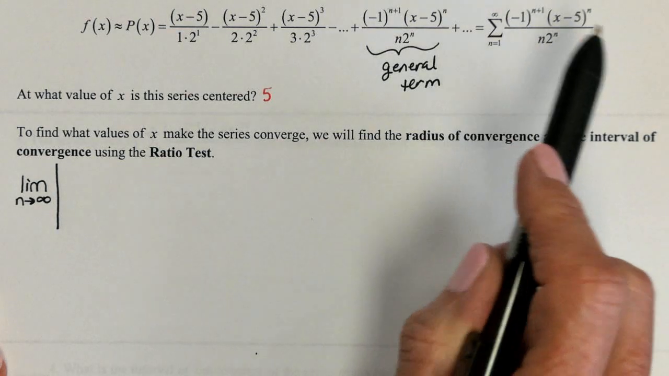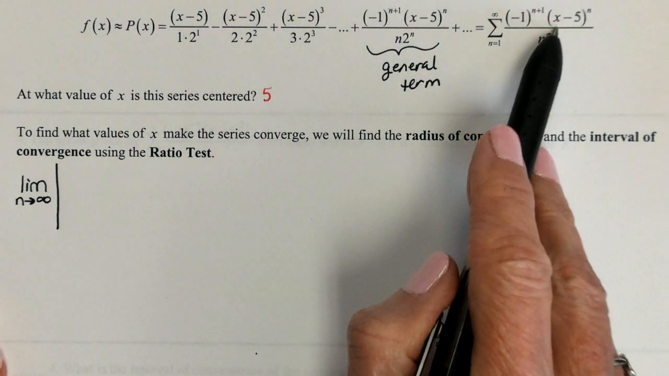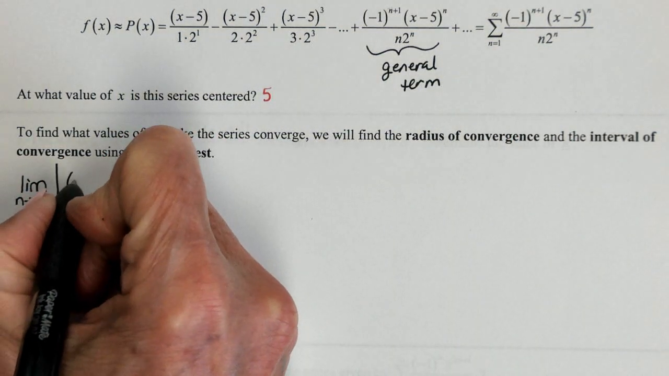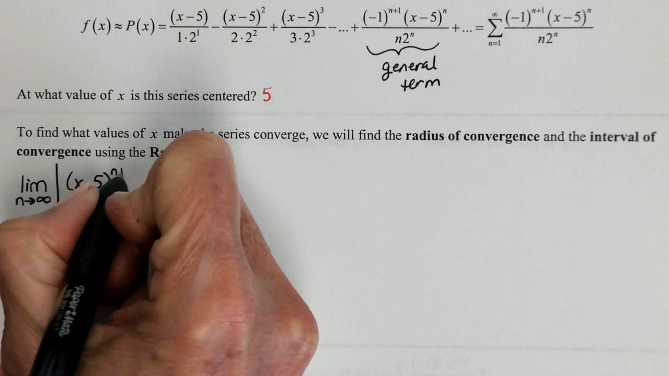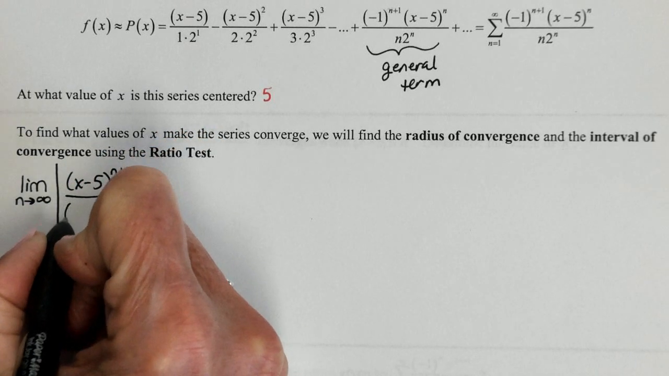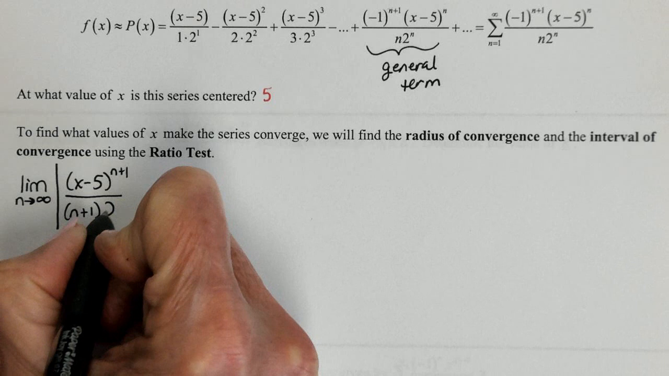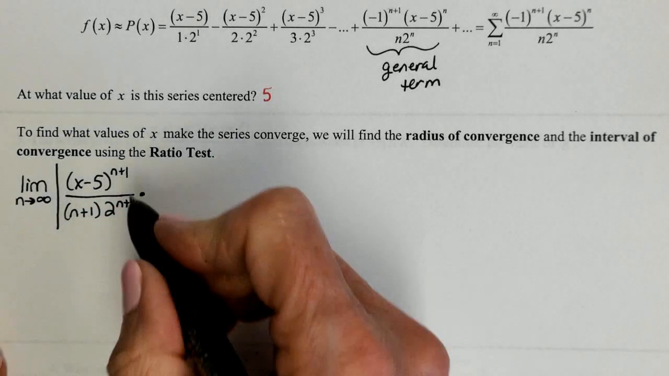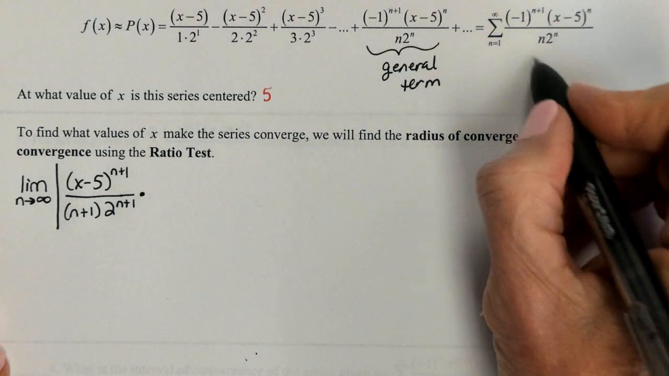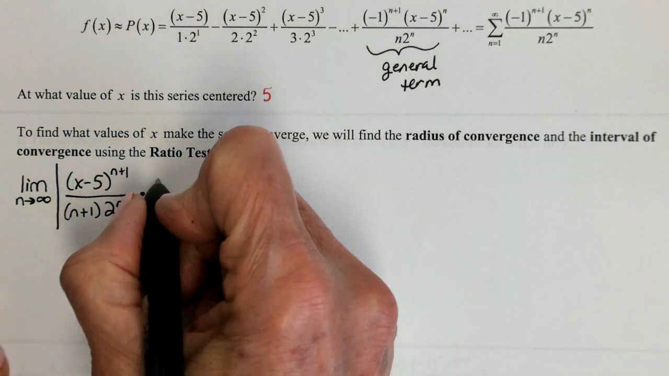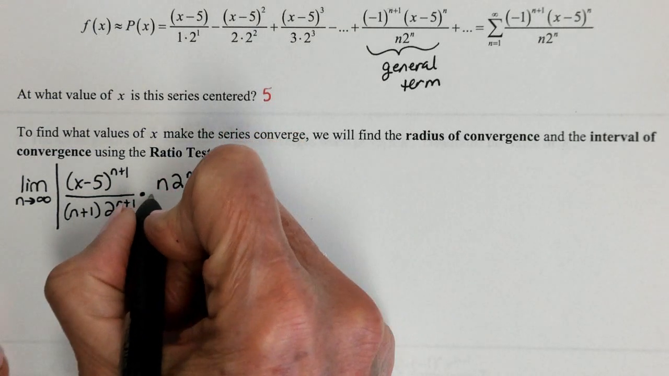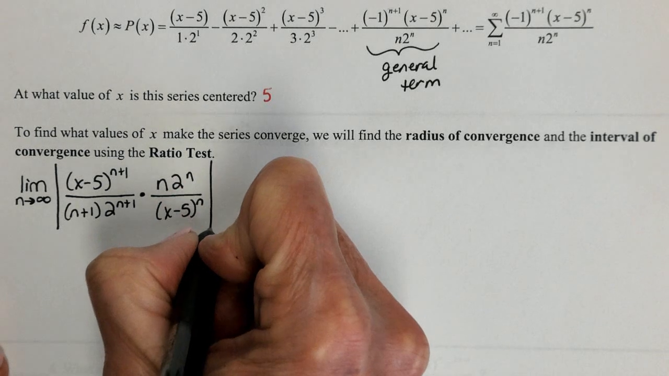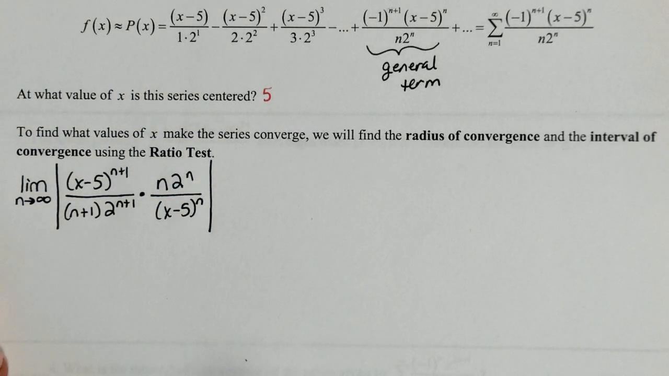Ratio test, as we learned in the last unit. We begin by replacing every n with n plus 1. So we'll have x minus 5 to the n plus 1 over n plus 1 times 2 to the n plus 1. And we multiply that by the reciprocal of the nth term left alone. So n, 2 to the n, over x minus 5 to the n. Close your absolute values.